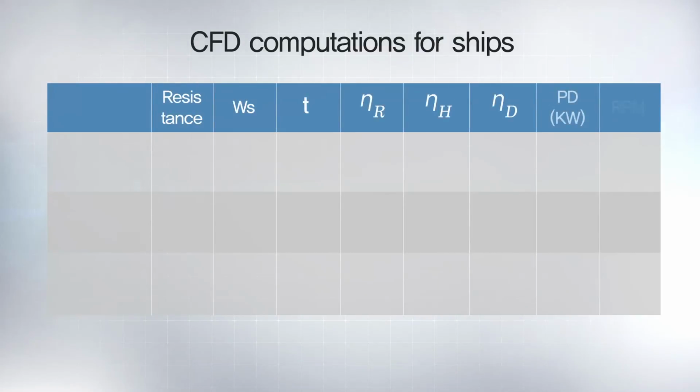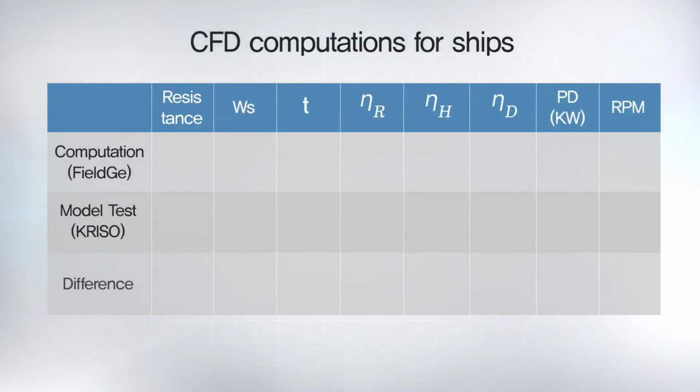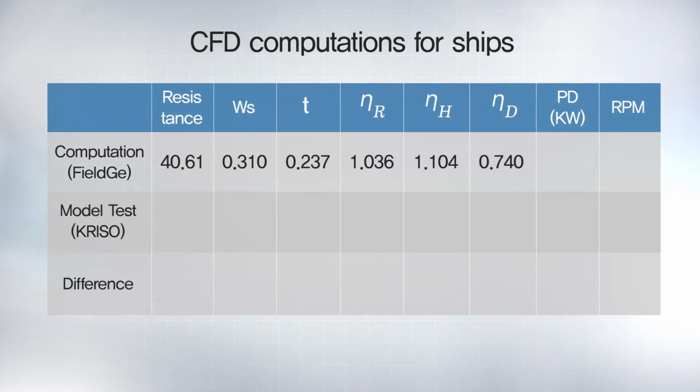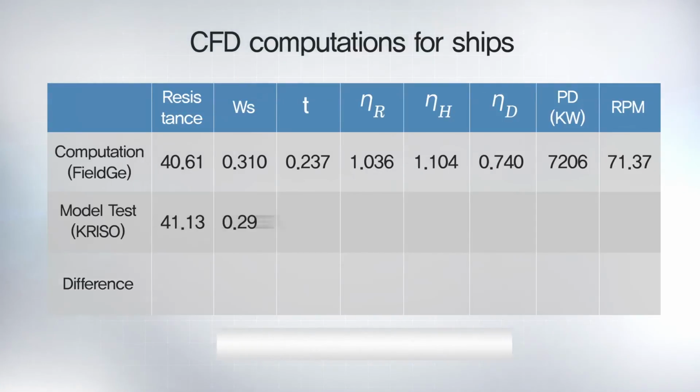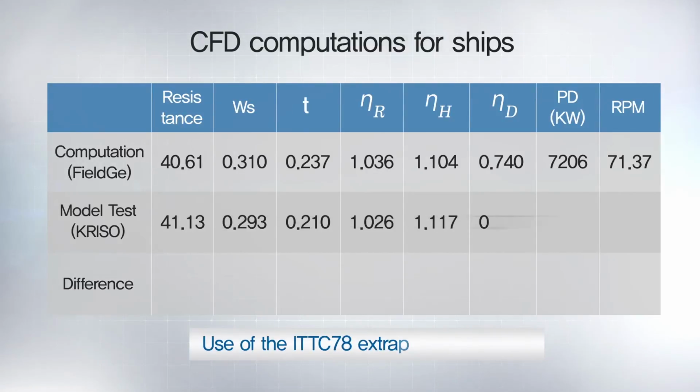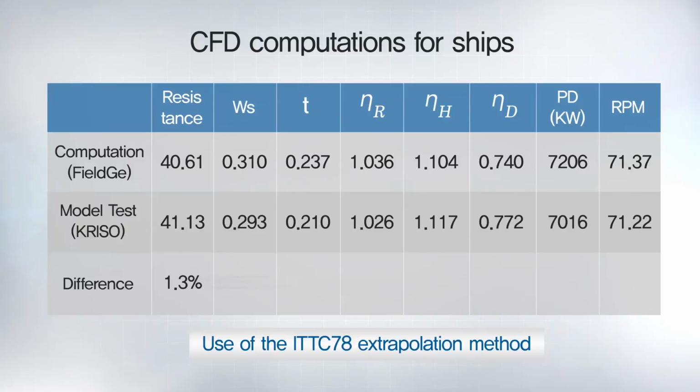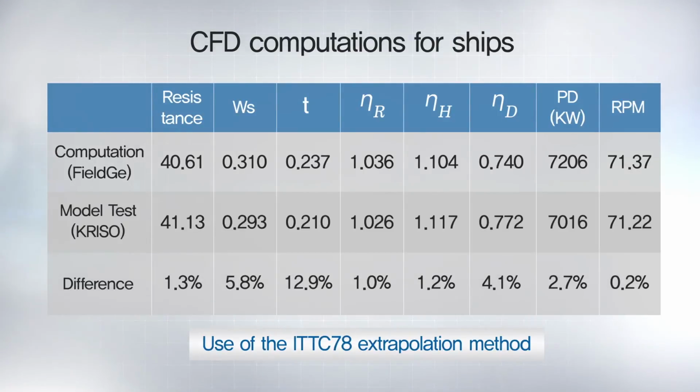Computation was carried out in model scale. Extension to full-scale method was applied to ITTC 7/8. It can be seen that the RPM and power are in good agreement within the 3% range. Resistance is a 1.3% difference.